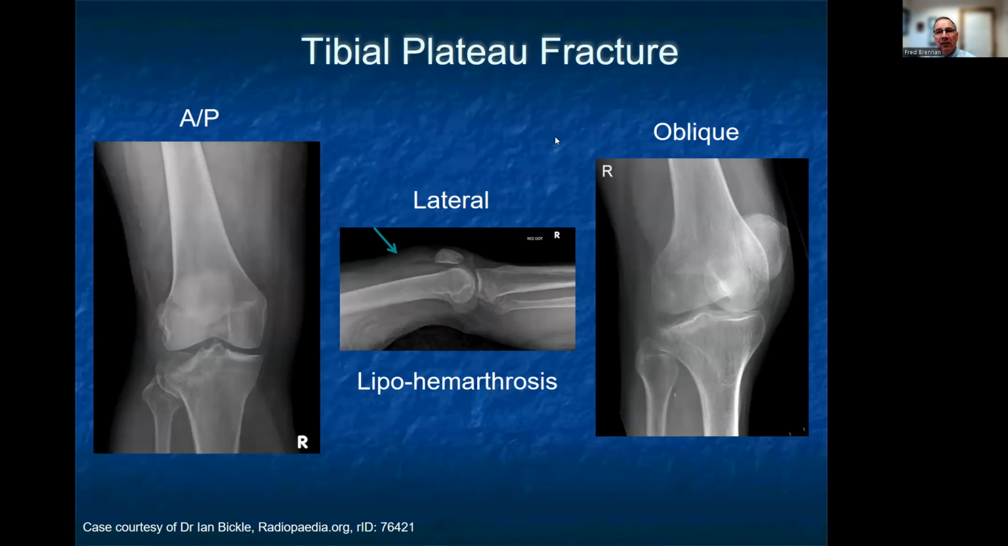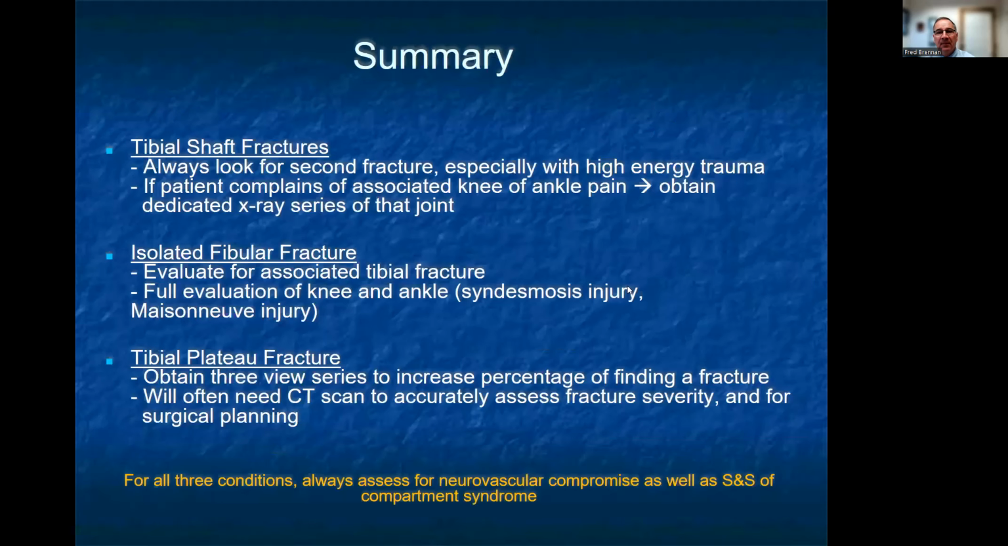So if you have trauma, a fall from a height, car accident, etc., you should definitely do an AP, a lateral, and an oblique view, because the oblique view does give you another angle of the tibial plateau, where you can see the very subtle fracture right here, which is non-displaced or non-depressed.